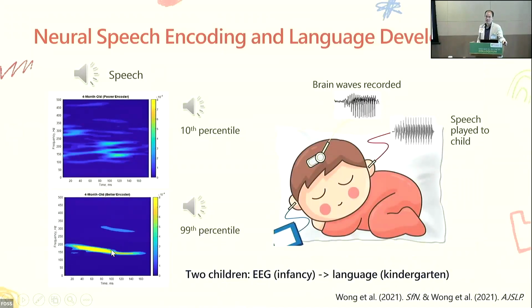So these are two examples of two individual 4-month-old infants. We presented the same signal to these two babies. This one, the nervous system is noisy. You can see that it's kind of fuzzy, but this one is encoding the pitch of the stimulus that we presented. So this is a lot clearer.